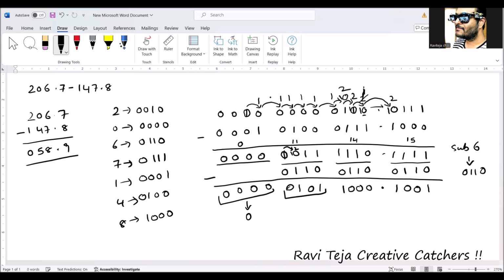Let's see the values. 0000 is 0. 0101 is 5. 1000 is 8. 1001 is 9. So 058.9 is the answer. See, it has been verified with the value we expected. This is how to do the subtraction with respect to BCD numbers.